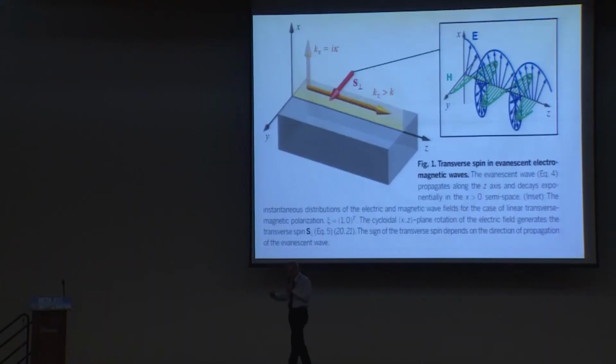Probably the older people in the audience who saw Saturday Night Live remember this. So therefore, in this case, the propagation of the electric field is on the XZ plane. They form this cycloid. So therefore, there is a cycloid that goes in this direction as opposed to the one on the XY plane.